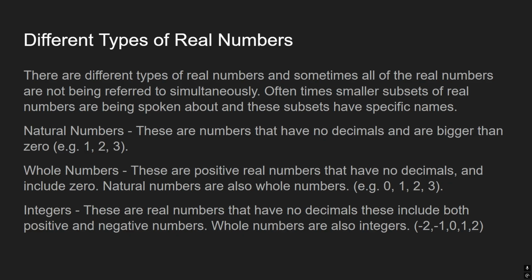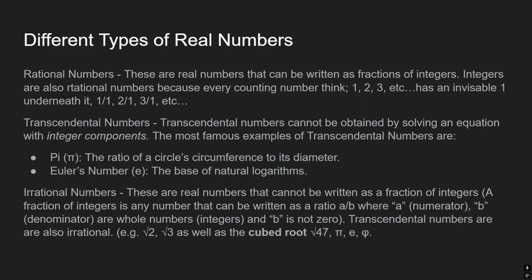Integers. These are real numbers that have no decimal expansions. These include both positive and negative numbers. Whole numbers are also integers. Think -2, -1, 0, 1, 2. We can go on. Rational numbers. These are real numbers that can be written as fractions of integers. Integers are also rational numbers because every counting number, think 1, 2, 3, and so on, has an invisible 1 underneath it, right? So think 1 over 1, 2 over 1, 3 over 1, and so on.